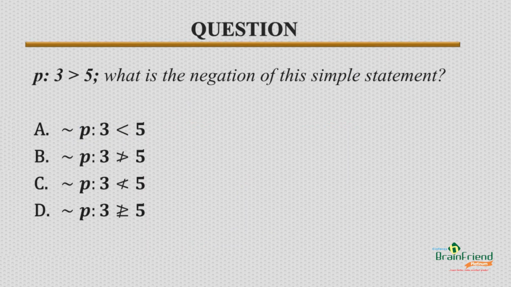Question 1. P states that 3 is greater than 5. What is the negation of this simple statement? Option A, negation P states that 3 is less than 5. Option B, negation P states that 3 is not greater than 5. Option C, negation P states that 3 is not less than 5. Option D, negation P states that 3 is not greater than or equal to 5.